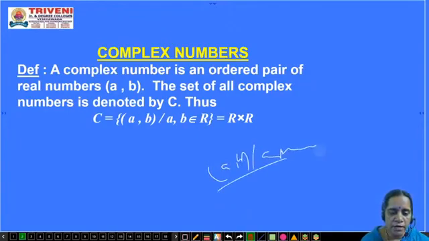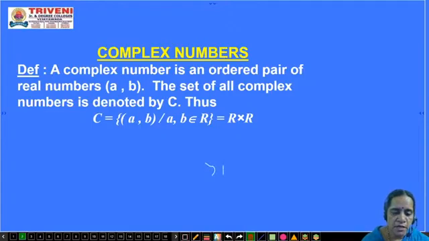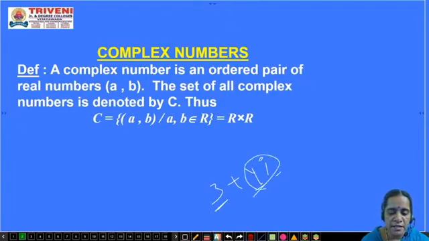It is a mapping from real numbers to real numbers. Suppose 3 comma 4. 3 comma 4 is also a complex number. This can be denoted by Z. Z is equal to 3 comma 4. It can be written as 3 plus 4i. Here 3 is the real part and 4 is the imaginary part.